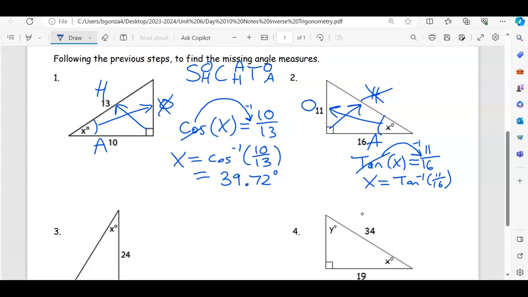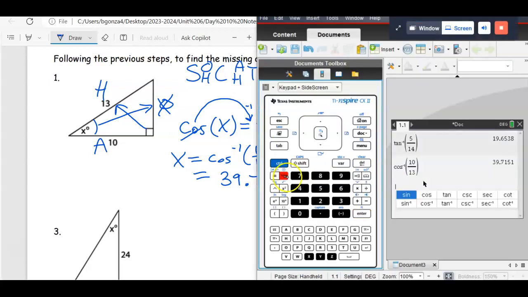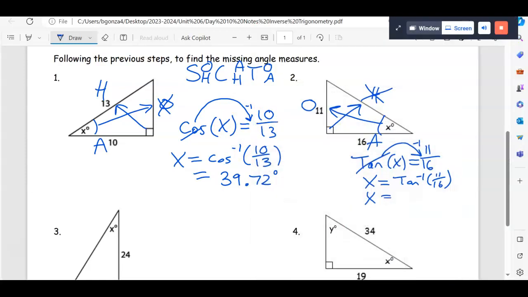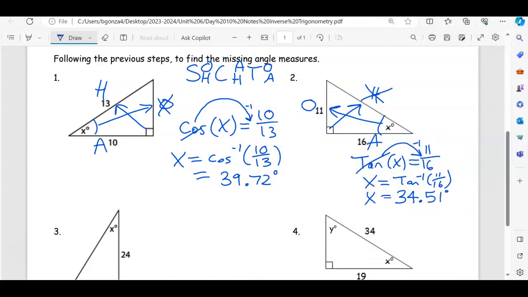All right, so x equals, what is tan inverse 11 over 16? 34.508, which is 34.51. And again, that is in degrees. Do you see how to find the missing angle using inverse trig? So it's still trig, it's just one little weird step: make it inverse.